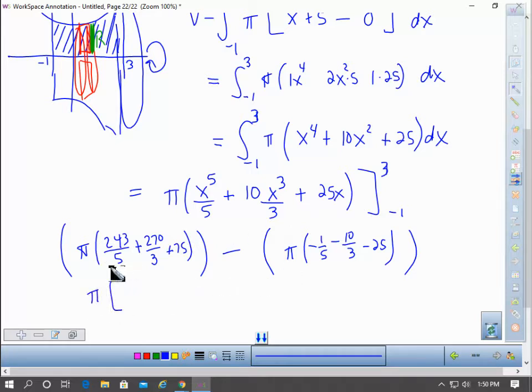Now let's see. I've got to do the same thing I did. I'm going to make them all 15ths, and let's combine them first. So I've got 243 fifths plus another 5th makes 244 fifths. And hopefully y'all checked my math.